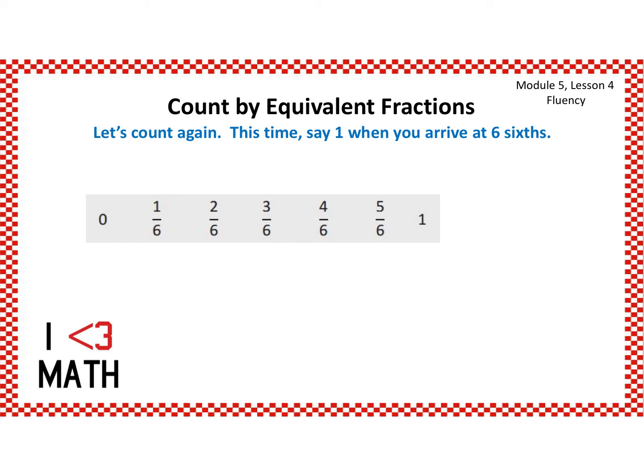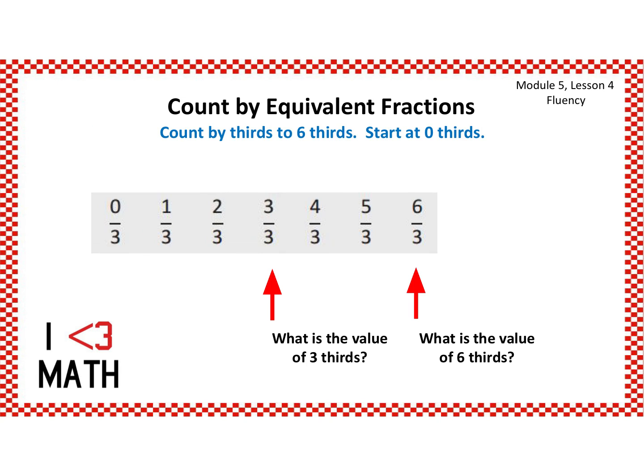So we're going to try that again. We'll start, and 0/6 means we don't have any sixths, so that is equal to 0. When we come to the whole number, we'll say the whole number. So 0, 1/6, 2/6, 3/6, 4/6, 5/6, and 1. Same thing that we just did, counting in fractions, but using whole numbers instead.